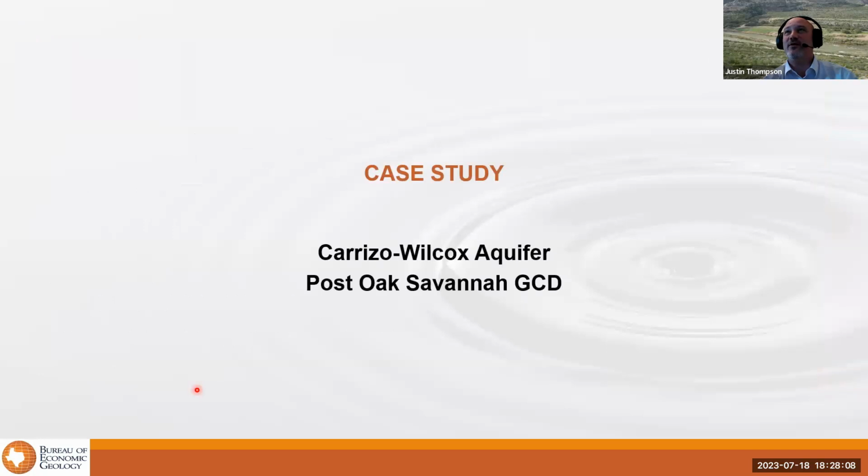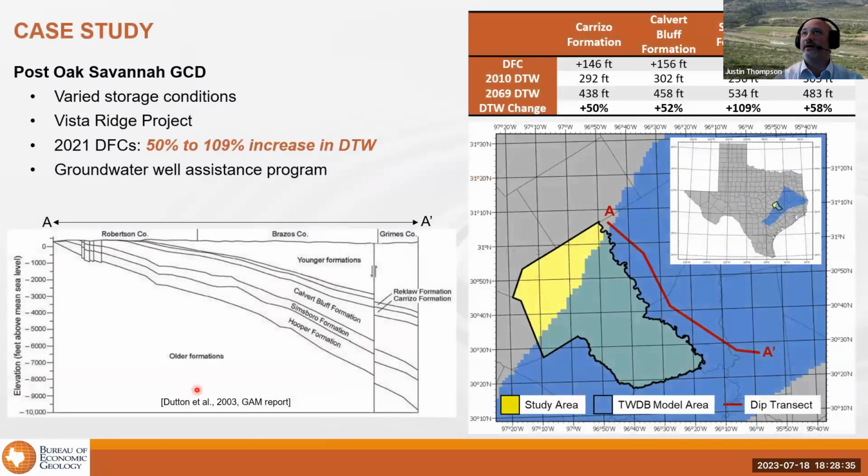So now we want to move on to addressing our second and third research question. And for that, what we do is we develop and test these methods using a case study. Specifically, we do a case study of the Carrizo-Wilcox Aquifer, that big red one, right? 5.2 billion acre feet stored. And we look at the Carrizo-Wilcox Aquifer specifically within the Post Oak Savannah Groundwater Conservation District. So let's learn a little bit more about that, familiarize briefly.